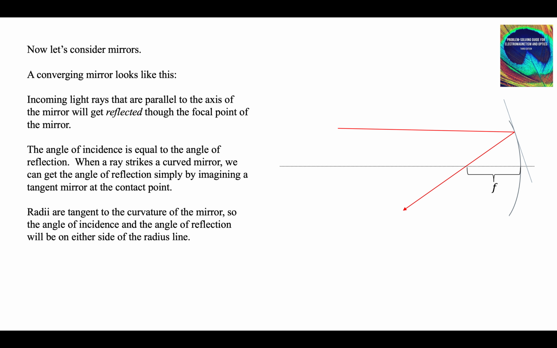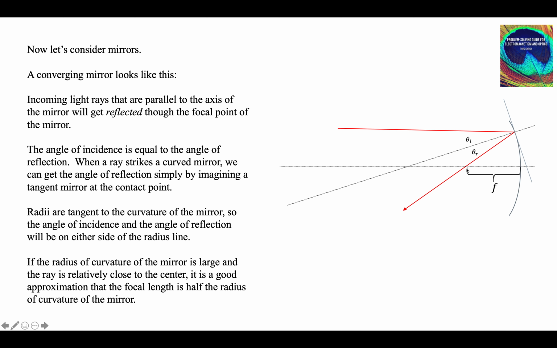We can put a radius in there. It's perpendicular to the tangent of the curvature. And we can put in the incident angle, and there's the reflected angle. If the radius of curvature of the mirror is large, and the ray hits close to the middle, the focal point is about half the radius. That's an assumption we make for thin mirrors, mirrors that do not have a sharp radius of curvature. So the focal length is about half the radius. This is the radius because it's perpendicular to the curve.